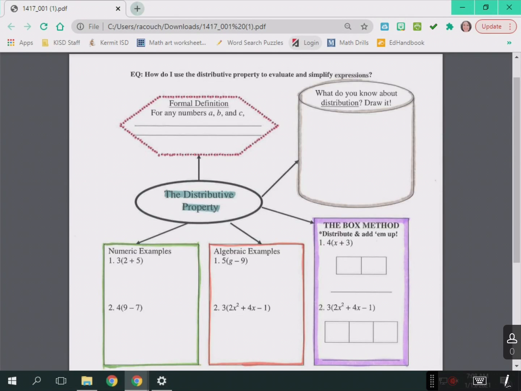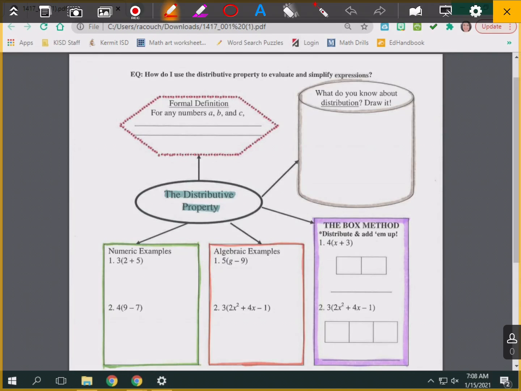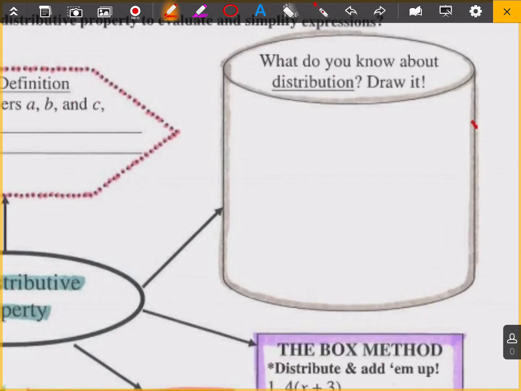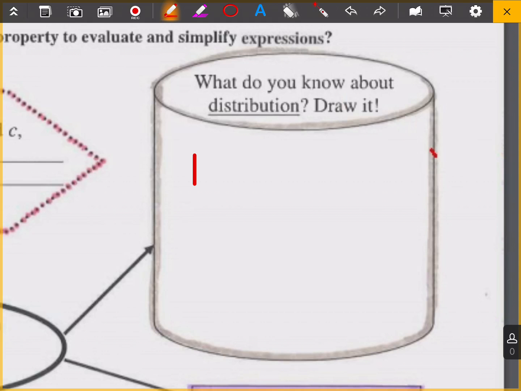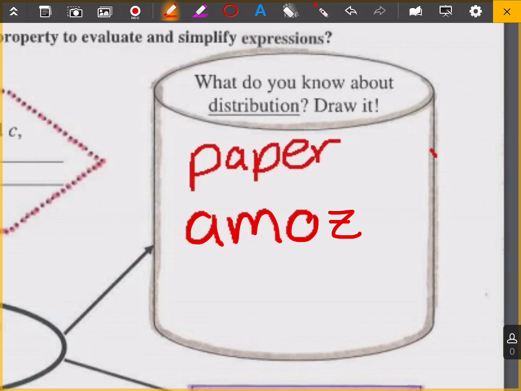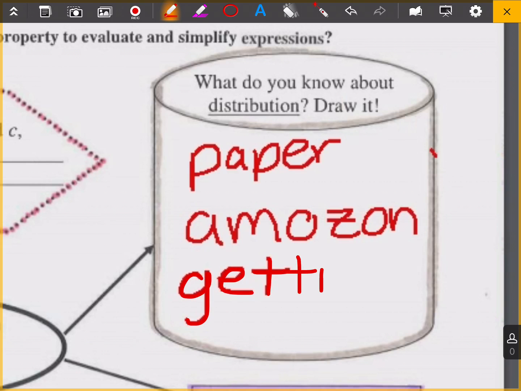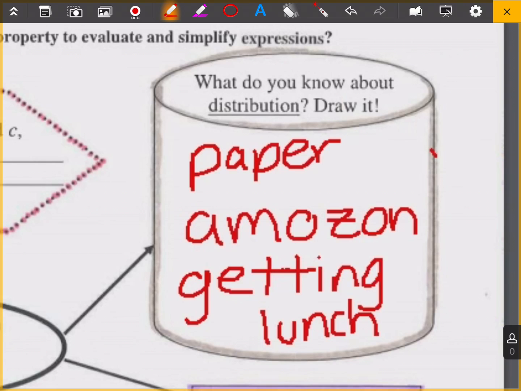All right, so today we're going to be talking about the distributive property. So when we hear the word distribution, what do we think of? A few examples we could think of are passing out papers, or when you get boxes delivered from Amazon, or even going to lunch and getting your lunch in line. These are all really good examples of when we hear the word distribution.